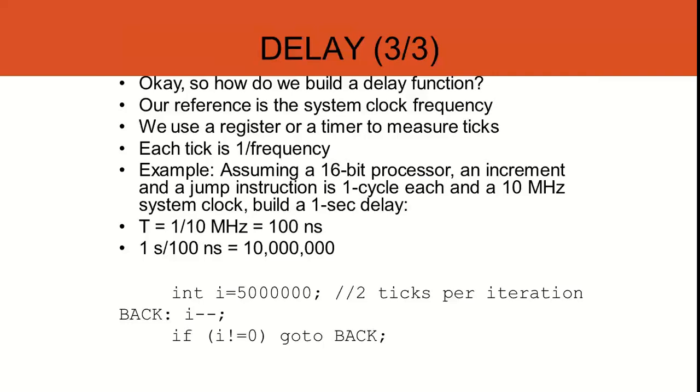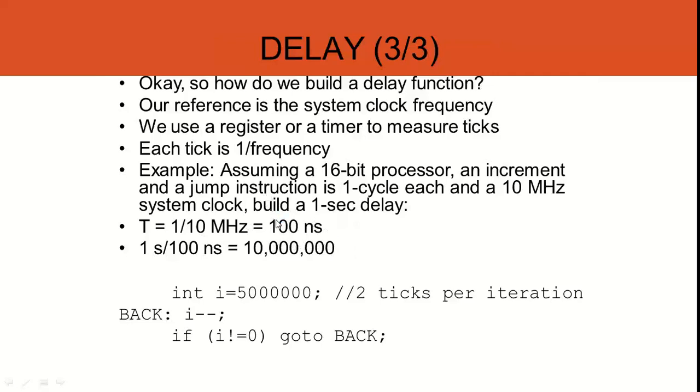Assuming we are using a 16-bit processor, an increment and a jump instruction take 1 cycle each, and it is a 10 megahertz system clock. How do we build a 1 second delay? Now the system clock which we are using is 10 megahertz. So 1 divided by 10 megahertz is equal to 100 nanoseconds. So 100 nanoseconds is the time period.